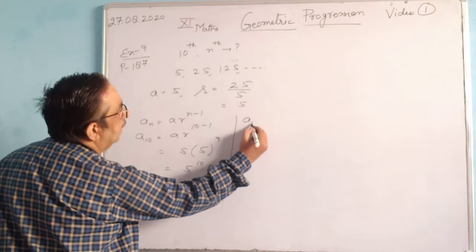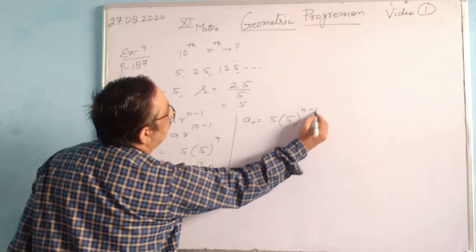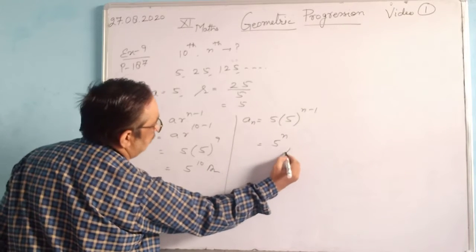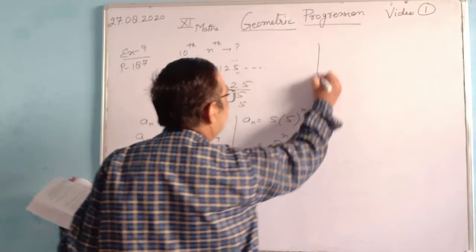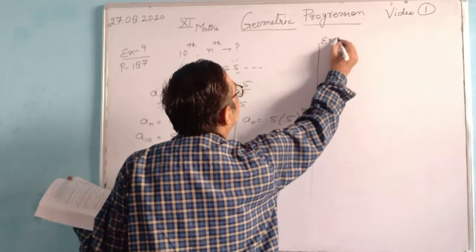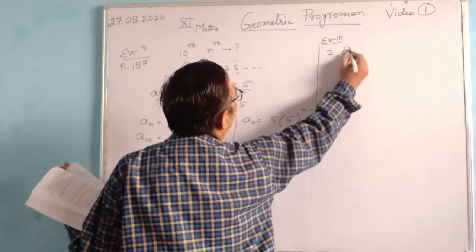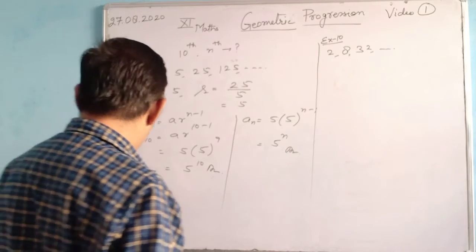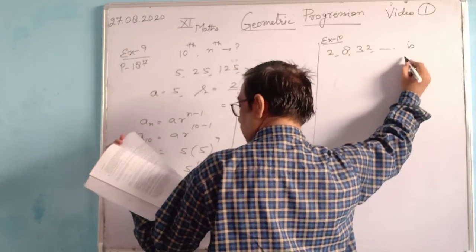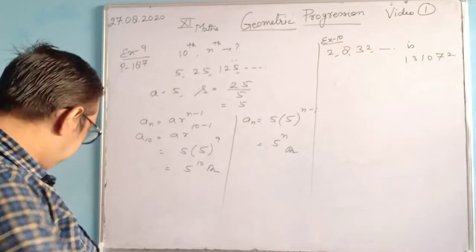Next, nth term. a is 5, r is 5 raised to the power of n minus 1. That means 5 raised to the power of n is the answer. This is example number 9. Okay, now discuss 10th example. Example number 10. 2, 8, 32 up to n terms is 131072. Find the number of terms.